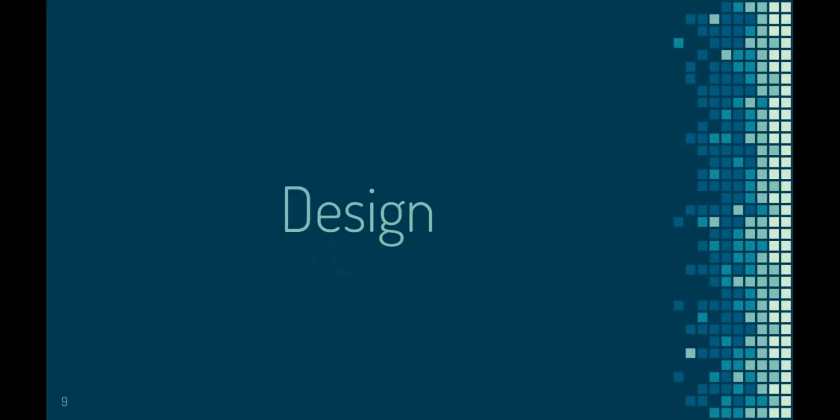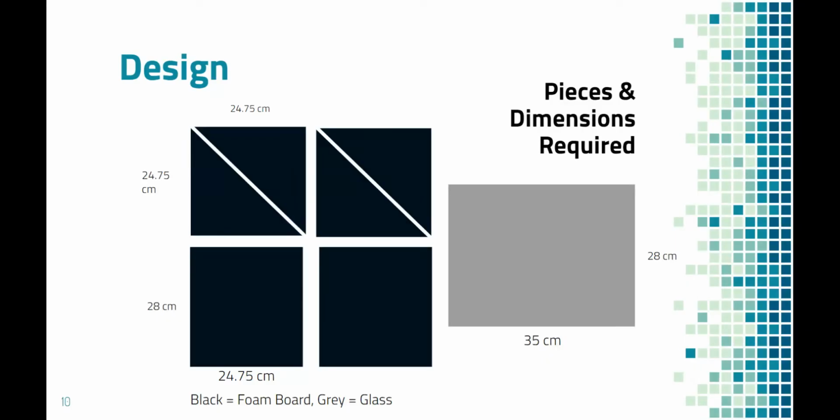Next, we move on to the project design. I need 4 right isosceles triangles of leg length 24.75 centimeters and 2 rectangles 28 centimeters by 24.75 centimeters. The sheet of glass will be 35 centimeters by 28 centimeters. The dimensions are slightly longer because it'll be inserted along the diagonal.